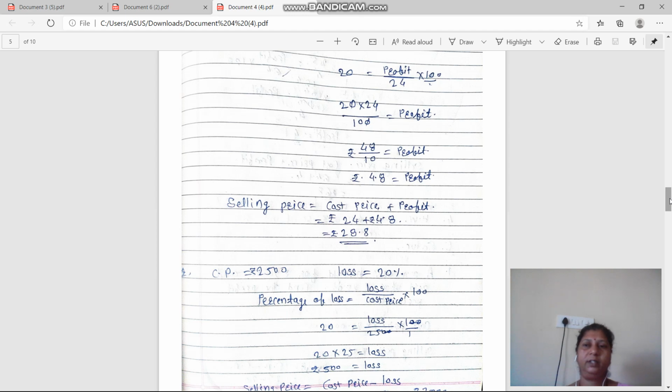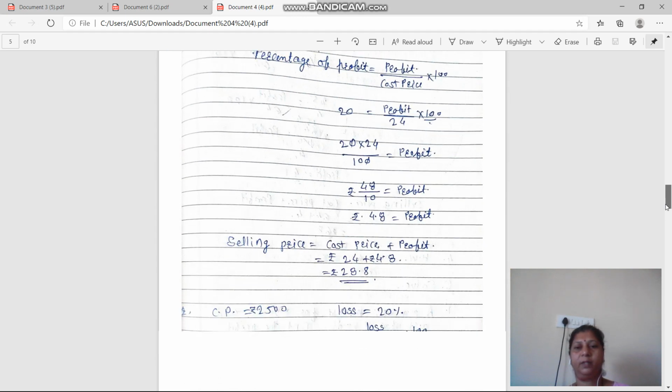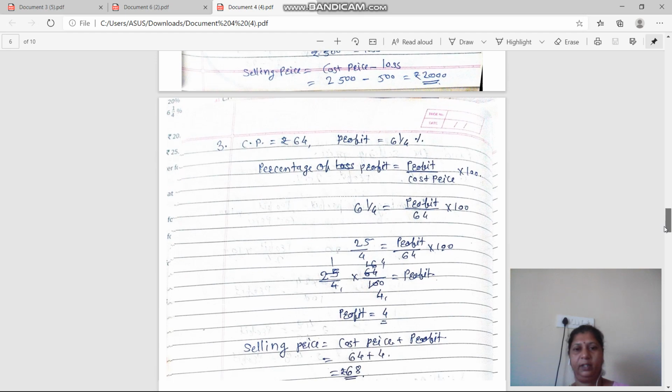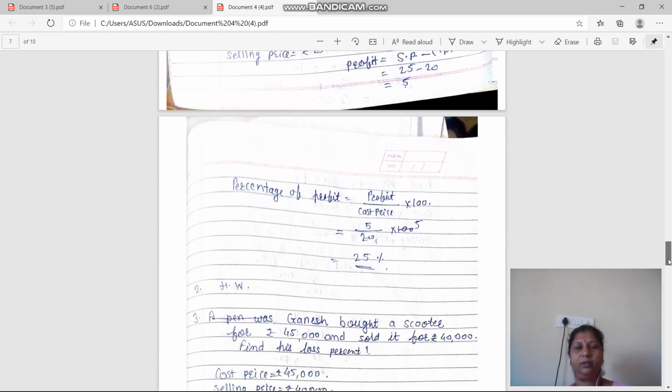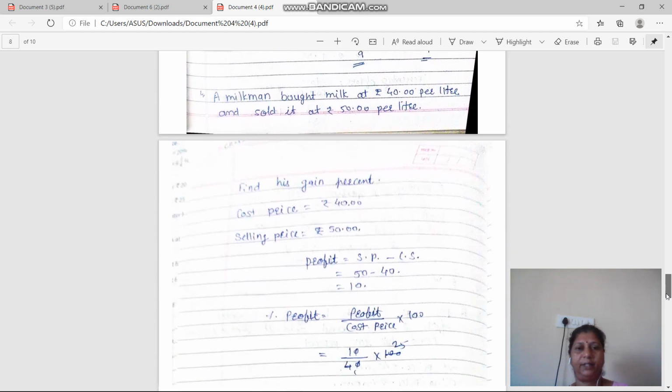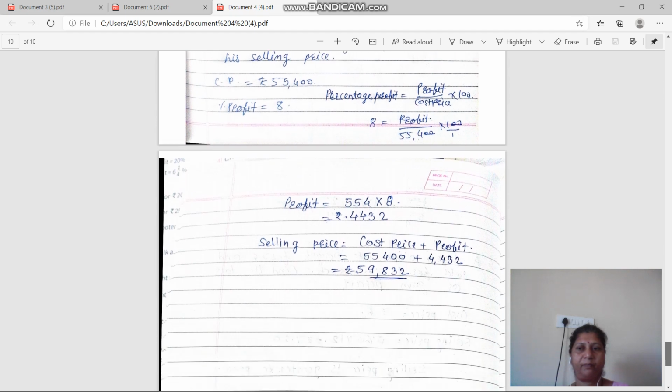So in such cases, you have to write the formula. Okay, the percentage profit is given. We don't know profit, we know cost price, so write here and find out the profit. If you know the profit and cost price, then you can find out the selling price. Get it? So these are the story sums based on the selling price and cost price in the percentage.